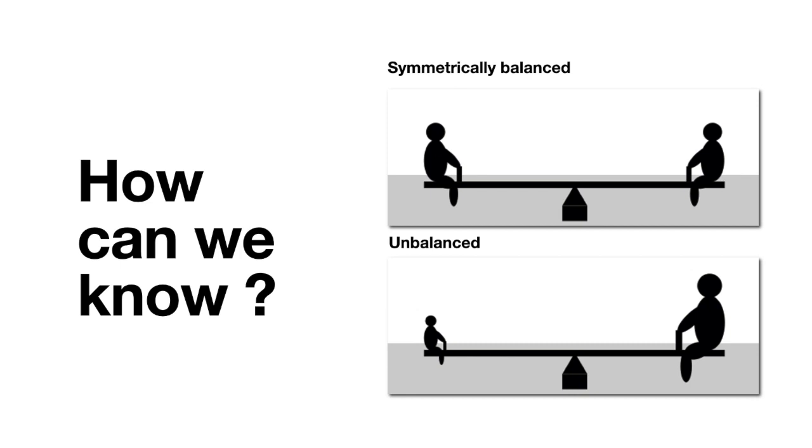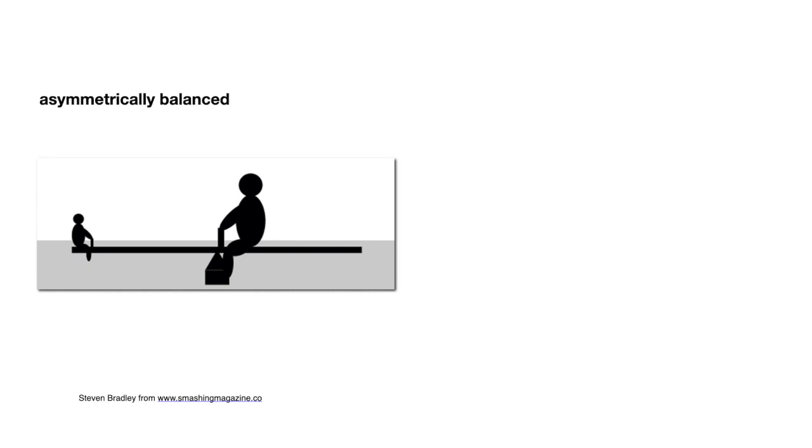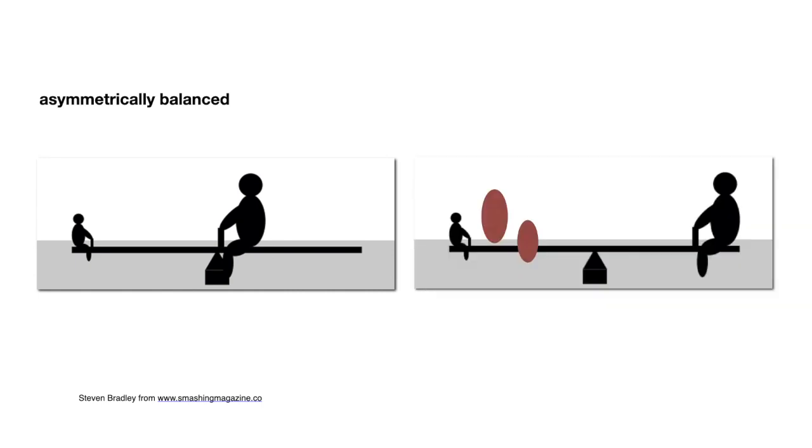This is unbalanced. And how do we keep the balance? Yes, the big fan can move closer to the center and balance is back. We can call this asymmetrically balanced, but that is not the only solution. You can also have more fans come help, adding more weight on your side. Similar to balancing in art, there are many ways to do it.